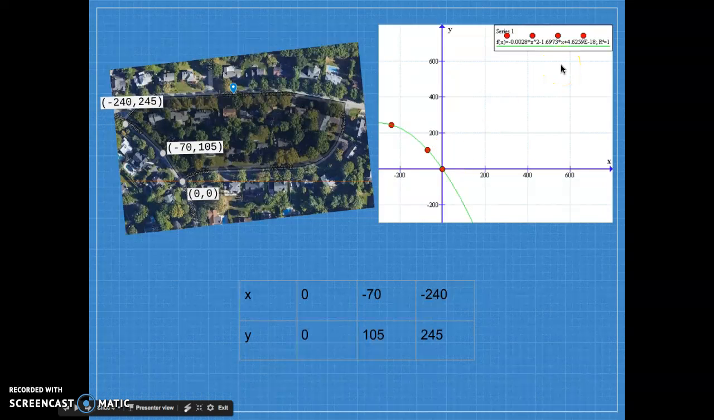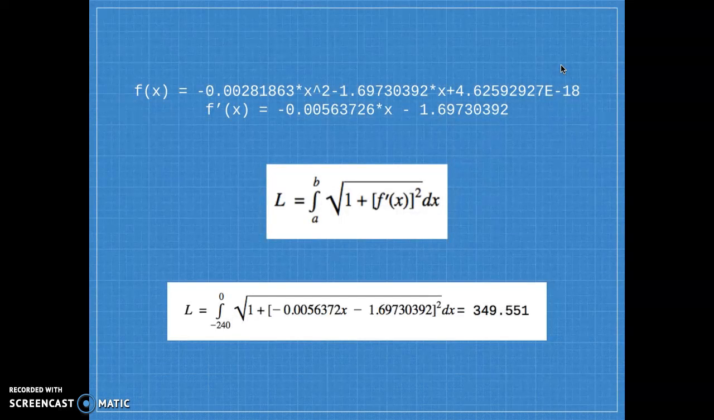And the function that they gave me was f(x) = -0.00281x² - 1.6973x + 4.6259 × 10^-18. Now to use the arc length formula, you need to have the derivative of this function, which is f'(x) = -0.00563x - 1.6973.